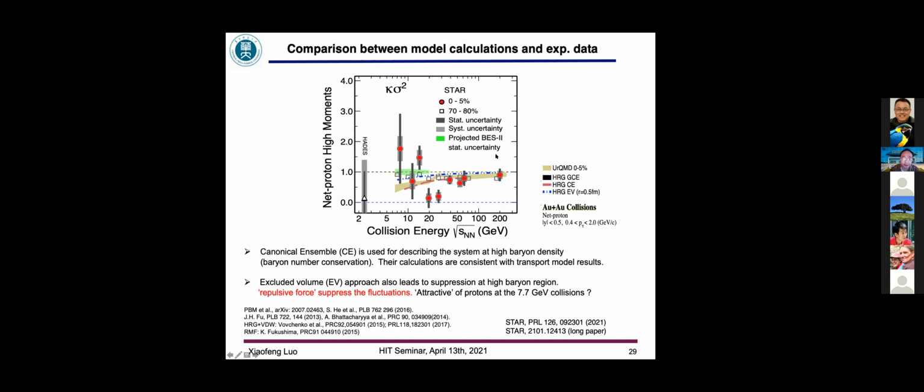This slide just shows you we compare our experimental measurement to many model calculations. For example, the UrQMD and also the hadron resonance gas model with canonical ensemble and excluded volume. And those models have no critical point or phase transition. And you see that when we lower the energy, they all show a suppression effect. This is mainly due to the conservation of the baryon number.